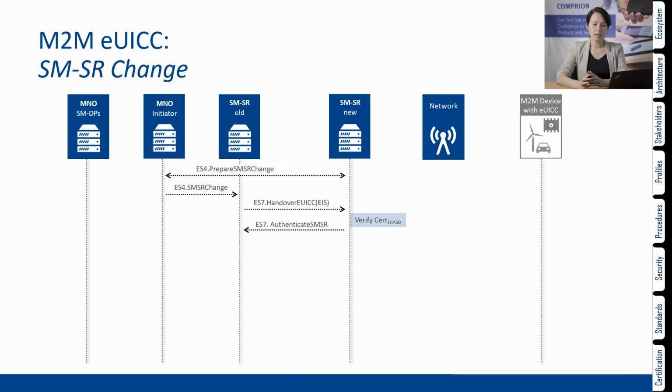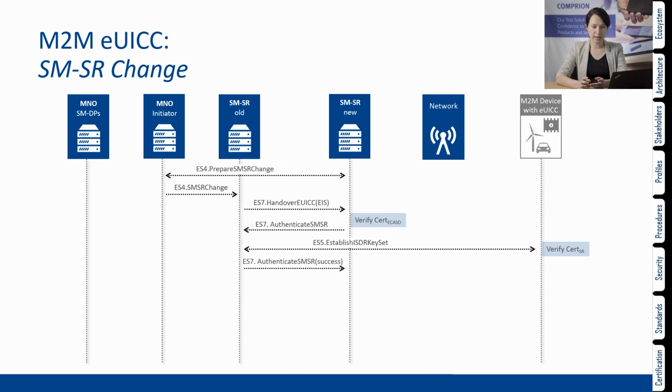And the authenticate SMSR command is sent to the old SMSR. There is an authentication between these SMSRs. Then the establish ISDR key set will be performed between the old SMSR, the new SMSR and the EUSSC, if it has not been performed before. So for this part, it was used to verify the certificate of the SMSR.